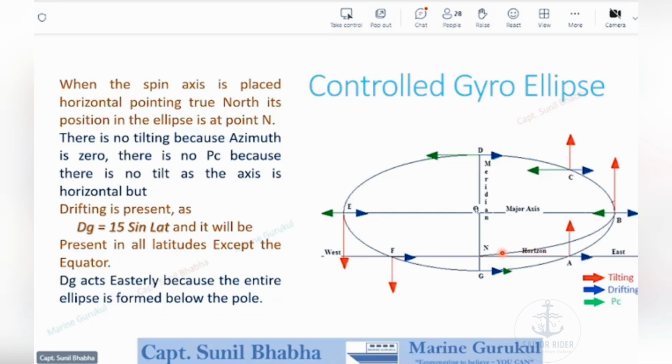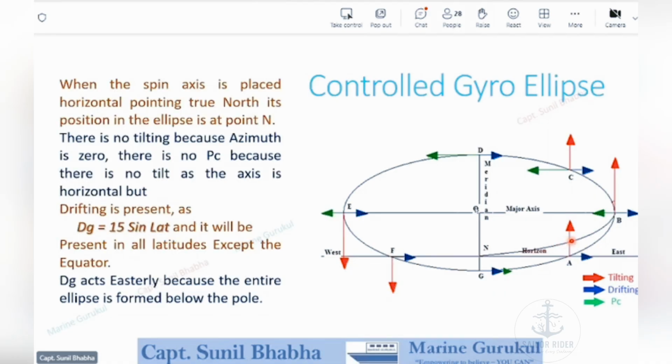You can follow the laser pointer. It is moving upwards now because tilting has come into play. Now as it moves upwards, it is generating some tilt also. As the tilt is generated, control precession will also get generated. And since we have an upward tilt, the control precession will be westerly. This westerly control precession is becoming stronger and stronger as the spin axis tilt is increasing.